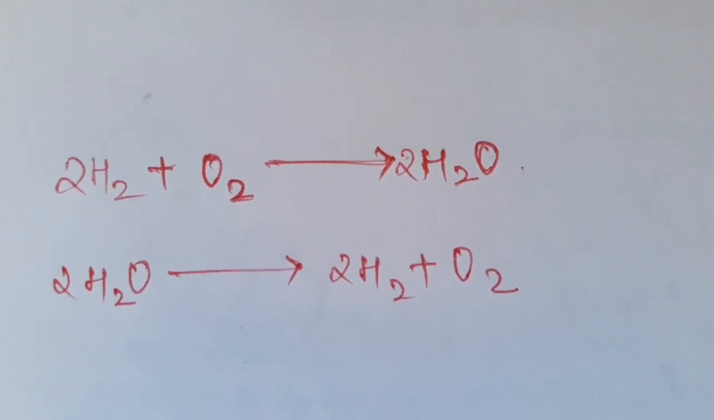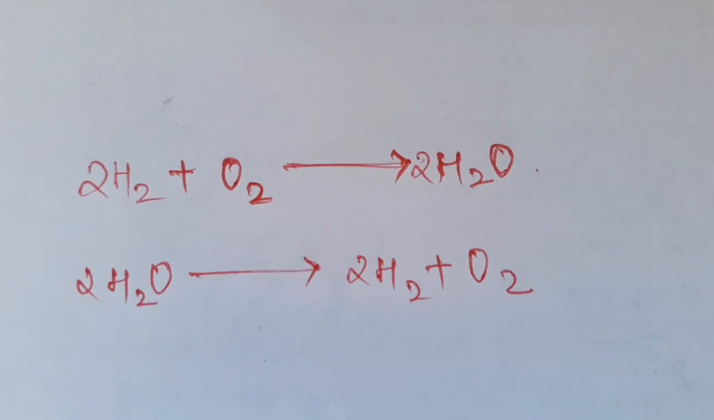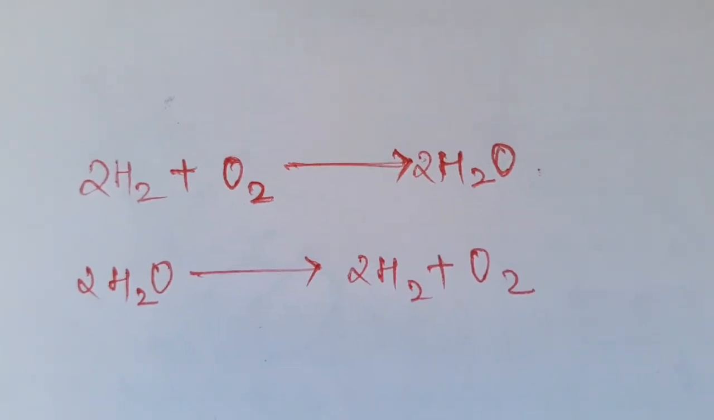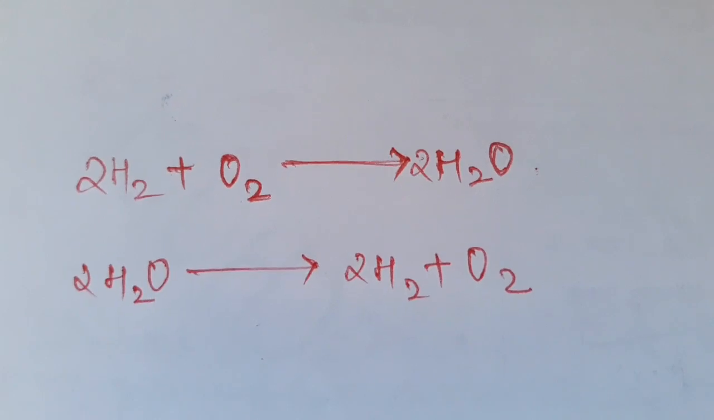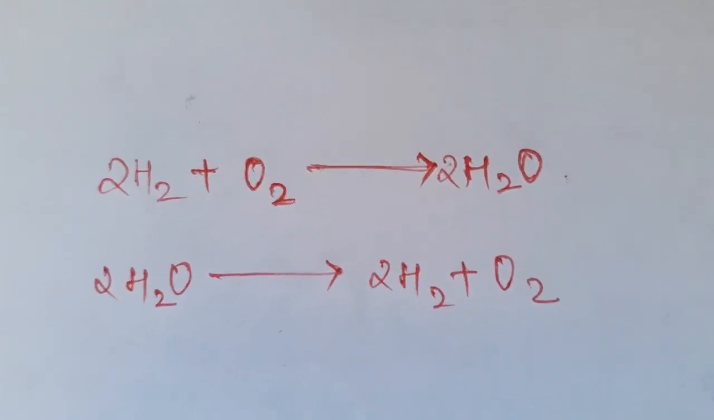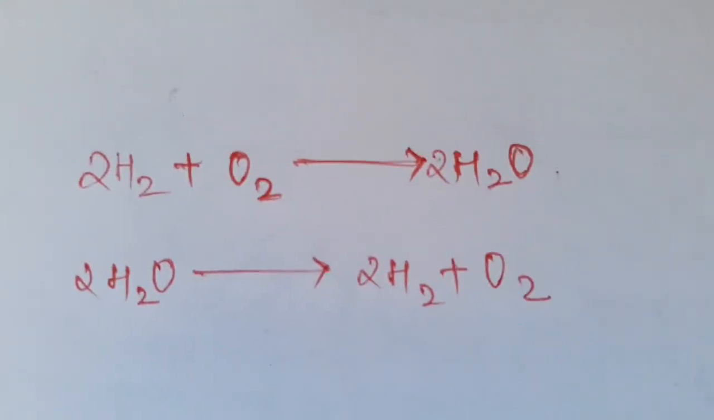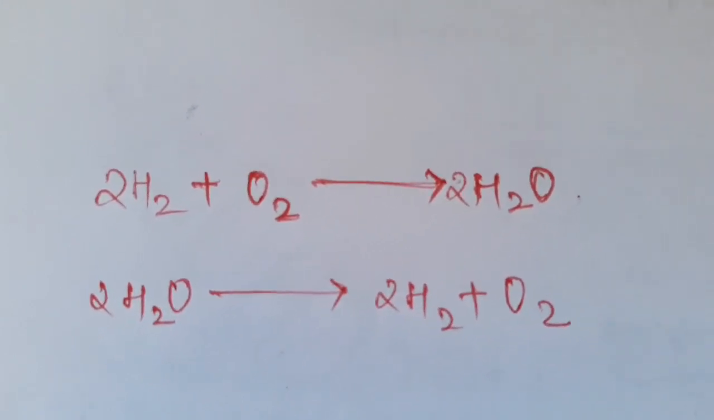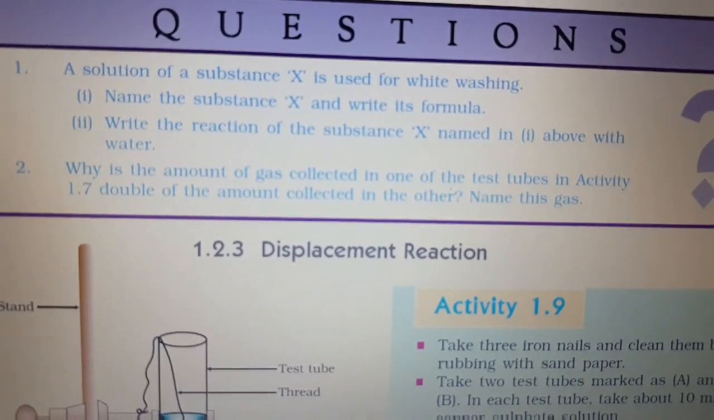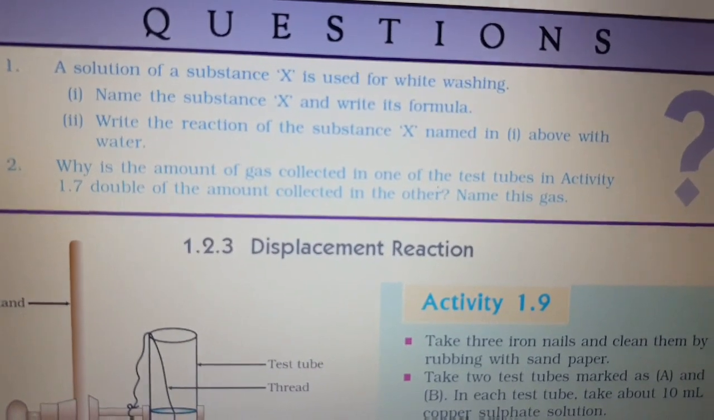So from this you can see clearly that if we take 2 volumes, or 2 meter cube, of H2O and do electrolysis, then it will produce 2 meter cube of H2 gas and 1 volume of O2 gas. This is the answer related to that question. Actually, you can see that if we break 2 moles of H2O, then only 1 mole of O2 gas is released and 2 moles of H2 gas is released. So you can see that the ratio in which hydrogen and oxygen gas are released is 2:1. So now you can answer why the amount of gas collected in one of the test tubes in activity 1.7 is double the amount of oxygen collected in the other.